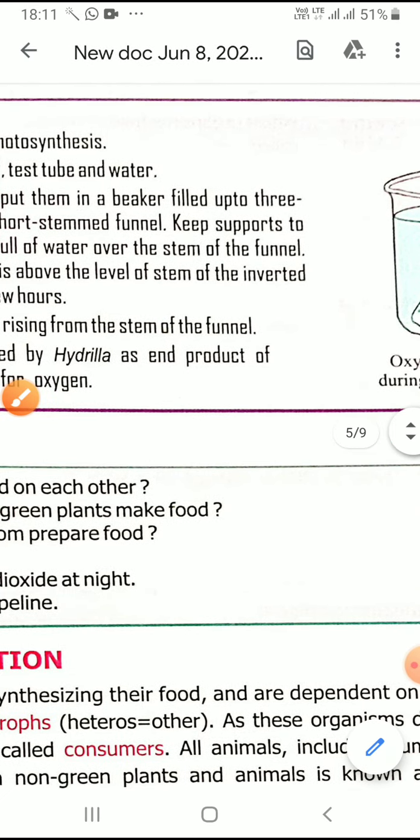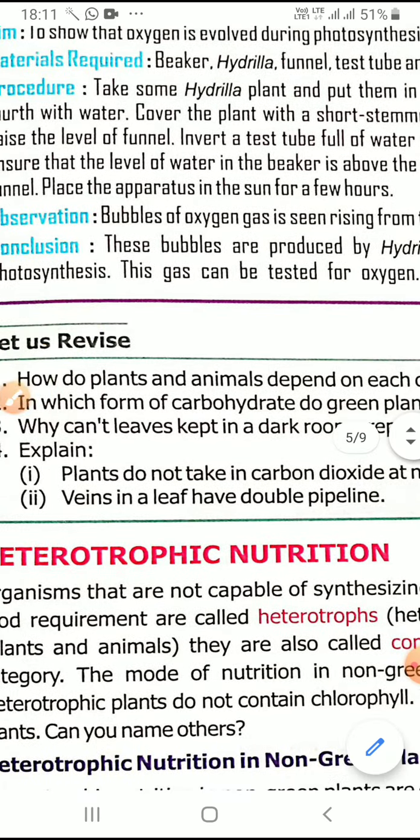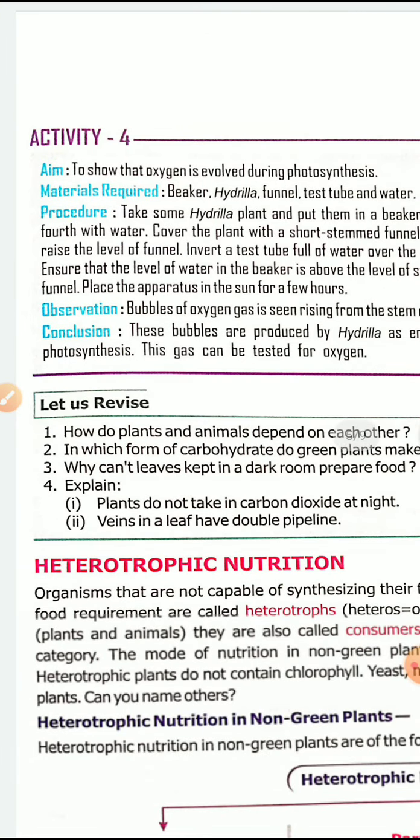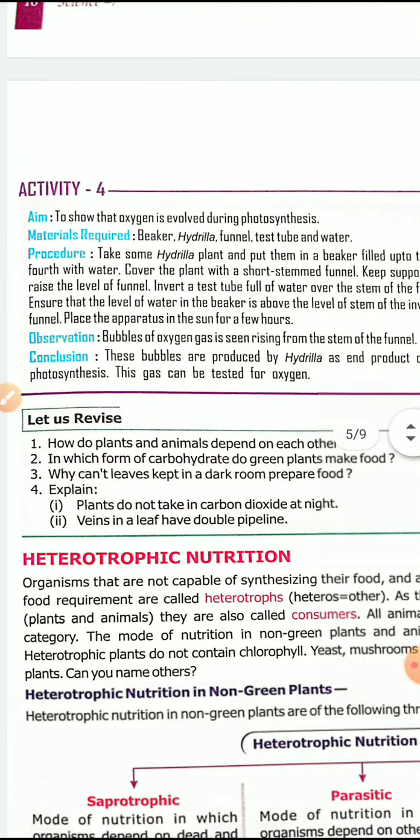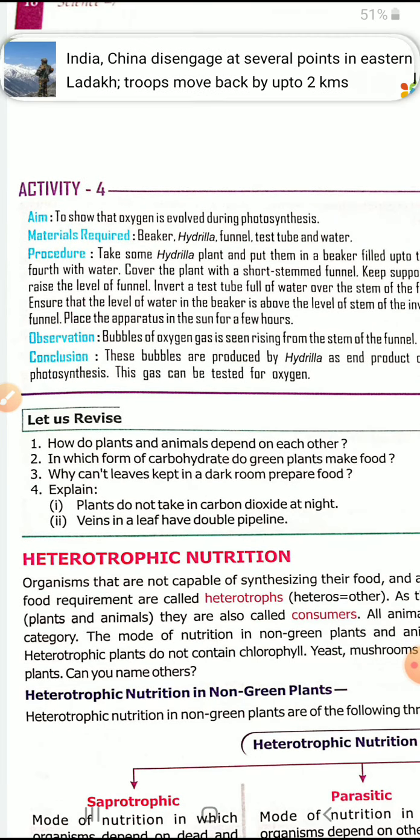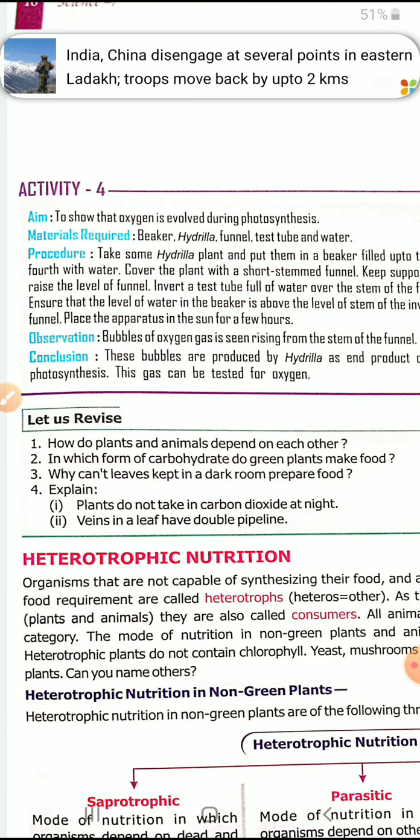These are the 4 activities that you will be doing today. Okay, so please read them properly, understand them properly, and the rest of the topics will be taken up in your next lecture. Okay, so let us revise. Let us do the questions fast and let us revise.